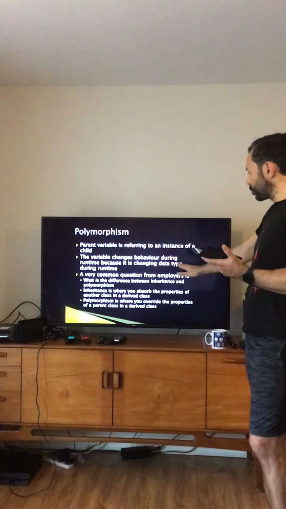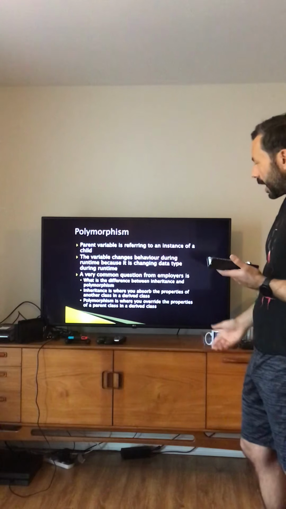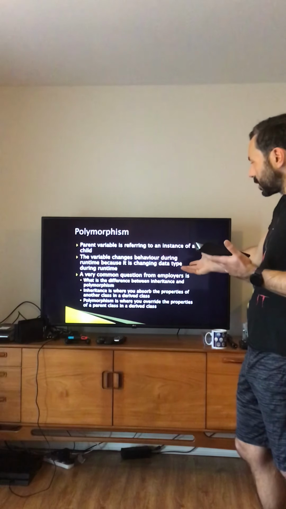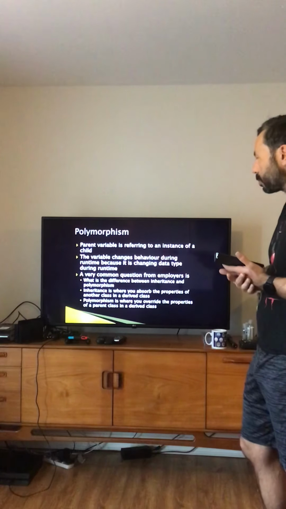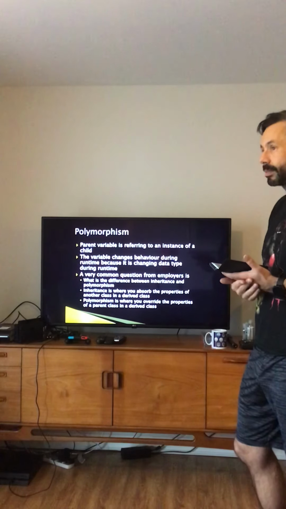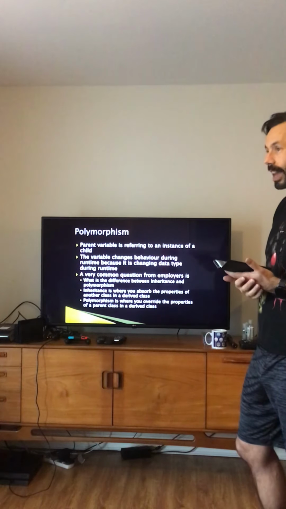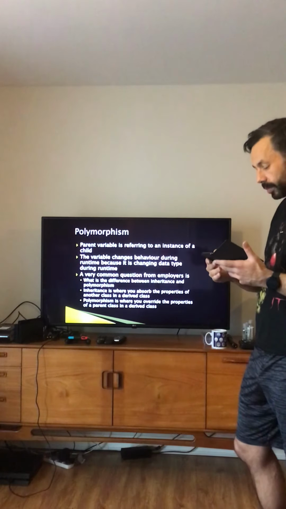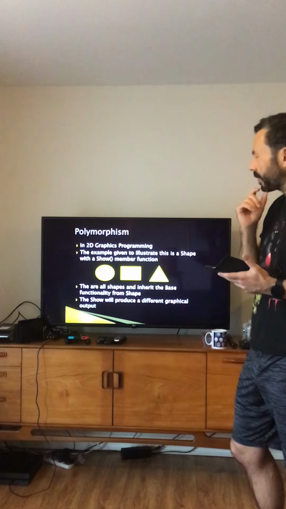So what's the difference between inheritance and polymorphism? Inheritance is where you absorb the properties of another class in a derived class, and polymorphism is where you override the properties of a parent class in a derived class. And then, of course, you can add that polymorphism is only possible through inheritance. So do remember that.